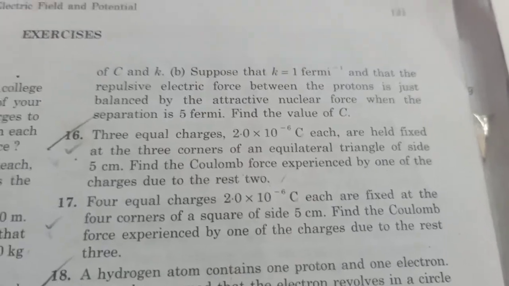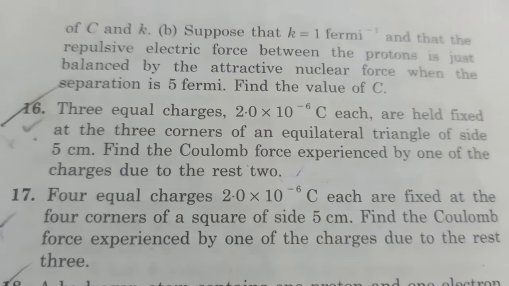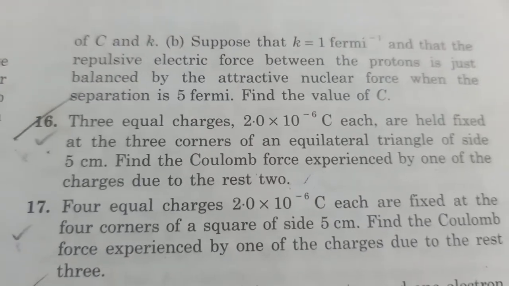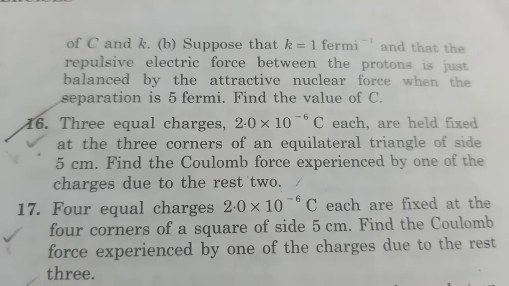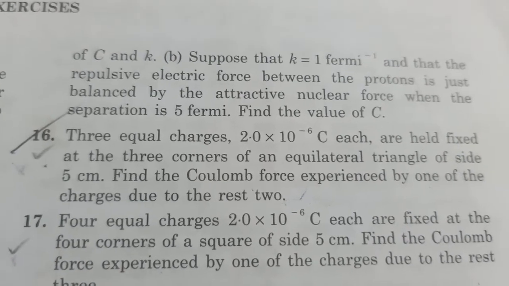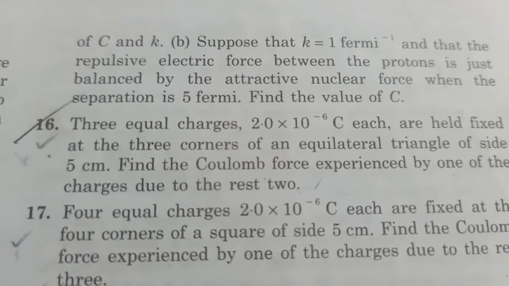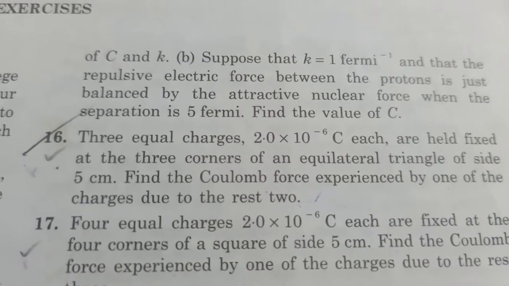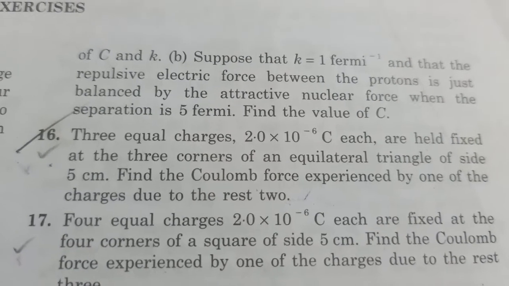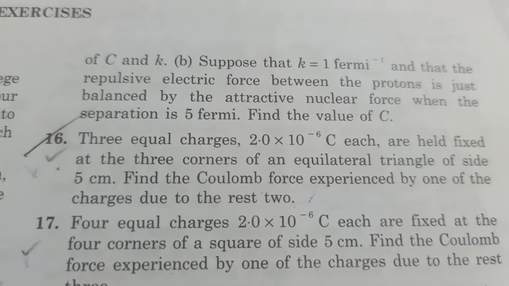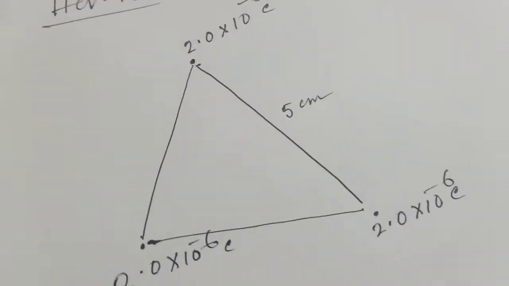So students, just see the numericals. Numerical 16: three equal charges, 2.0 times 10 to the power minus 6 coulomb each, are held fixed at the three corners of an equilateral triangle of side 5 centimeters. So let's draw a triangle.